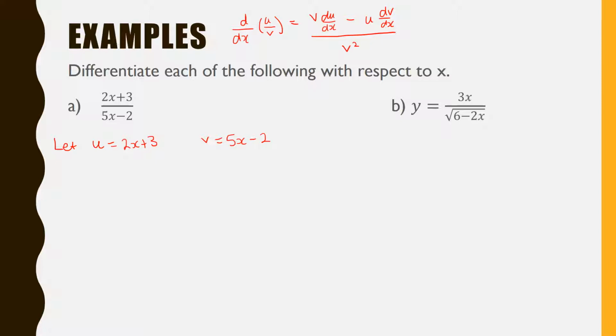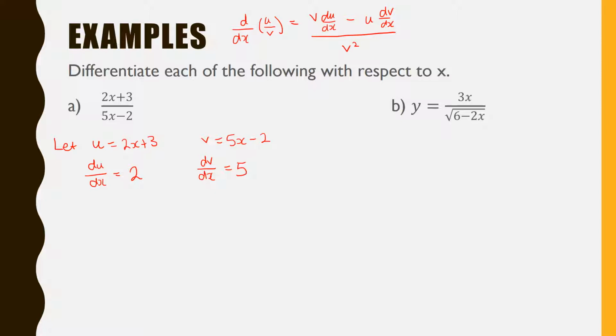In this case, it is very important that u is always defined as the numerator, and v is always defined as the denominator. We differentiate each of these with respect to x. The derivative of 2x is 2, the derivative of 3 is 0. Then we differentiate the second, dv dx, derivative of 5x is 5, and derivative of 2 is 0.